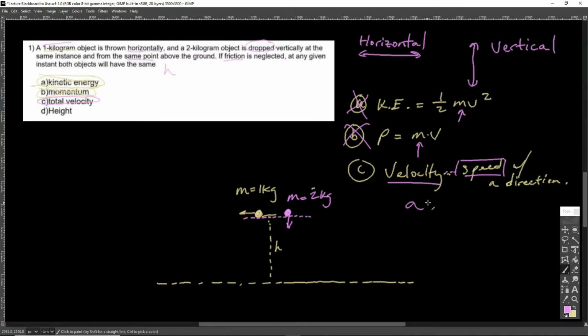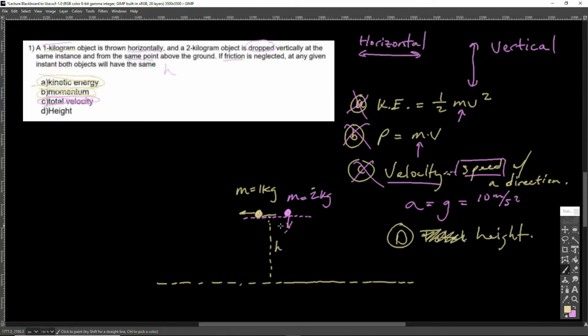Their acceleration is g, which is assuming they're on the planet Earth. We don't really know if they're on the planet Earth or not. But it'd be 10 meters per second squared. So it's not total velocity. So it's actually D. Okay, D is the answer. Okay, D is total height. Or excuse me, just height.